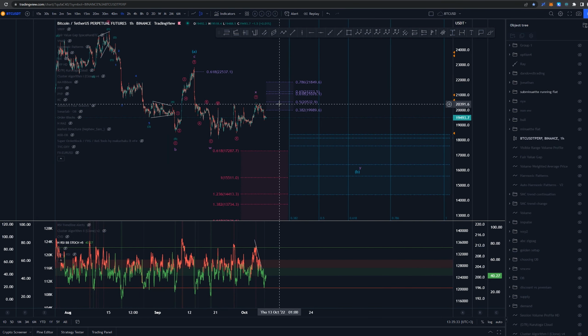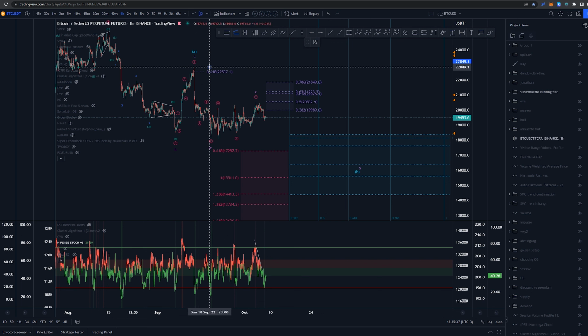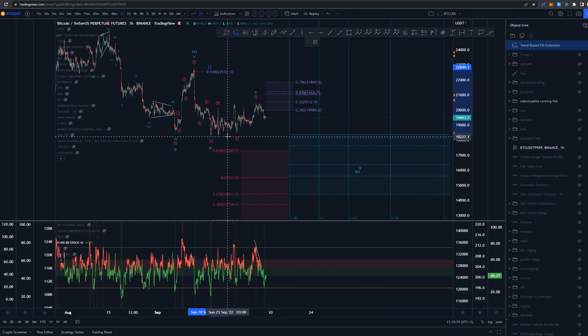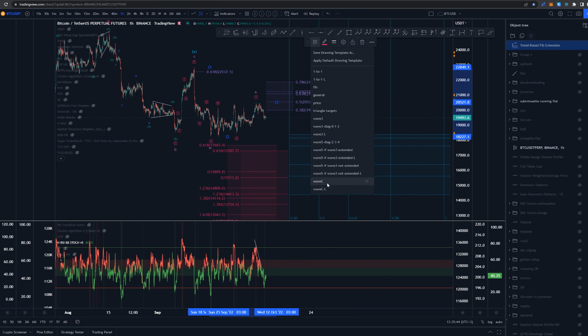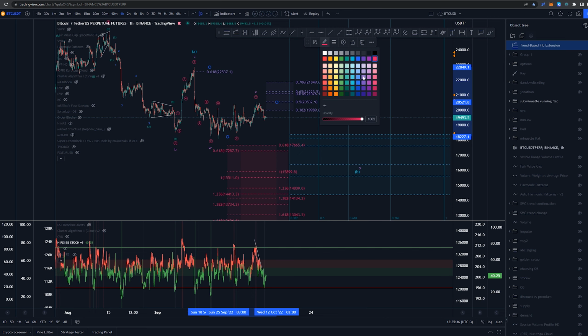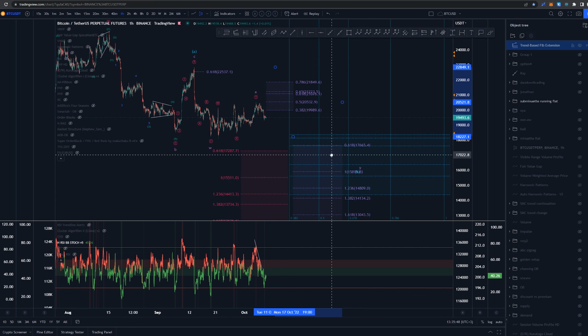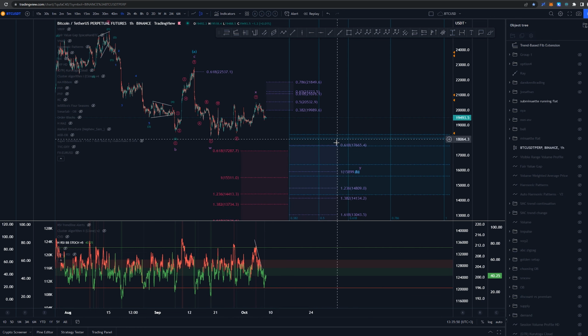Now, it is possible that the X wave is done here. We did get to the 0.5 right around there, and now we could be looking for downwards movement again. How this fits into the smaller time frames is not really clear yet, but we have some ideas there as well. The 0.618 here would be around 17.6k, again taking out the previous lows of that wave W, and that would be the minimum target.